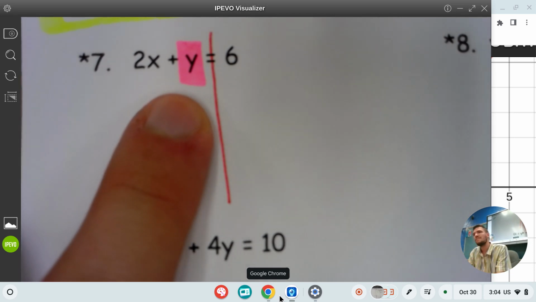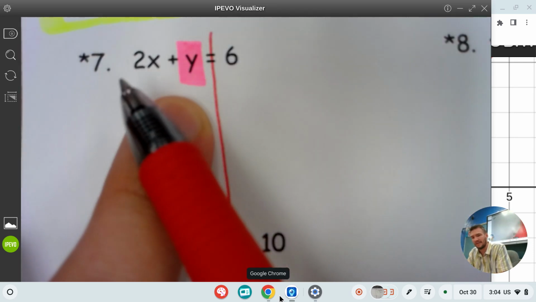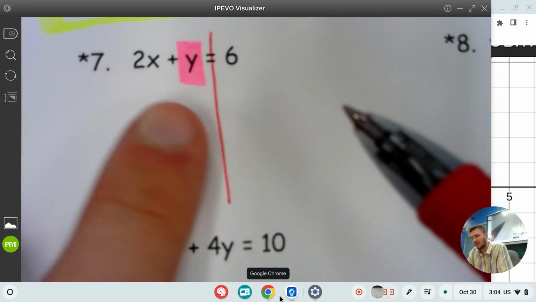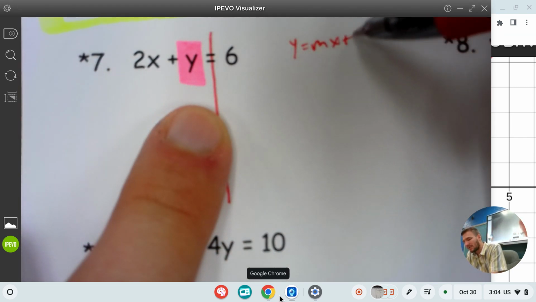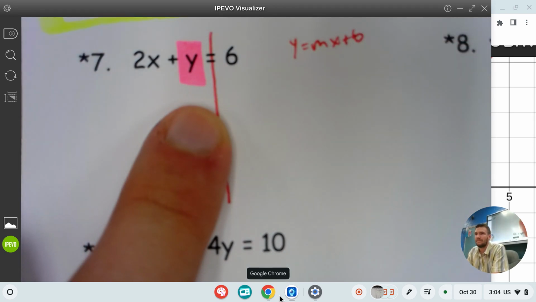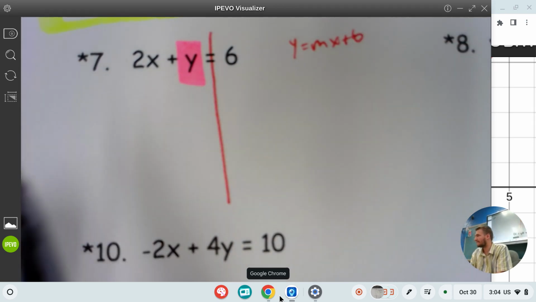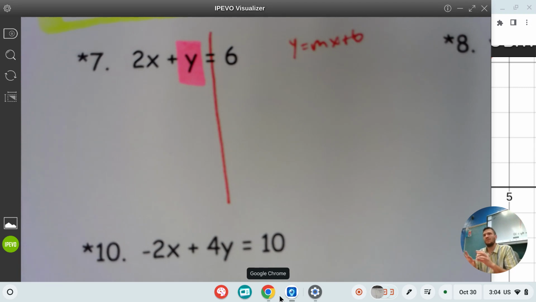What are we doing? We're on number 7 at the bottom. What are we doing? We're trying to get y equals mx plus b form. So we're trying to take this stuff and rewrite it. All you've got to do is just rewrite it. We're trying to reorder it.